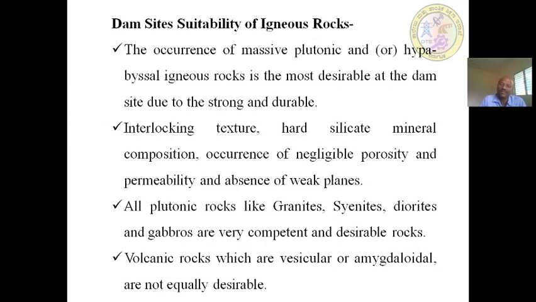Volcanic rocks which are vesicular or amygdaloidal are not equally desirable. For example, in our country, the Koyna dam was constructed in volcanic rock, that is basaltic rock. So now we are finding so many problems.